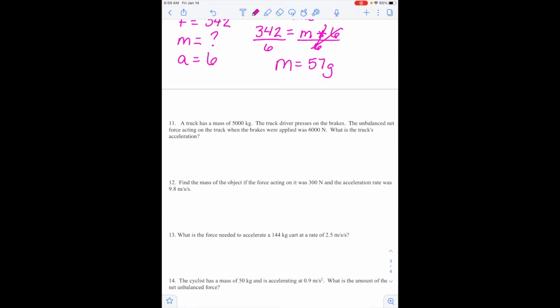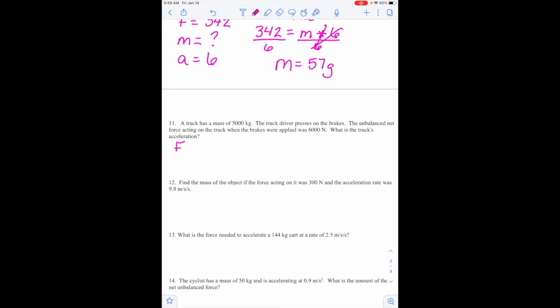Number 11, a truck has a mass of 5,000 kilograms. The truck driver presses on the brakes. The unbalanced net force acting on the truck when the brakes were applied was 6,000 newtons. What is the truck's acceleration?